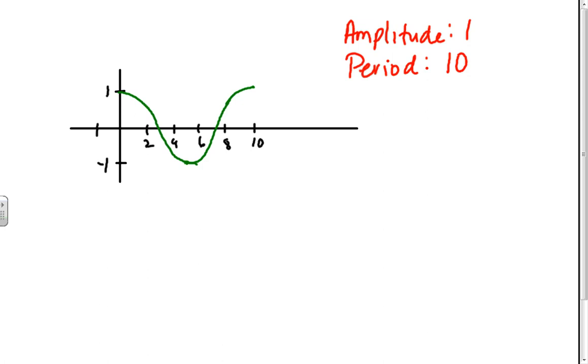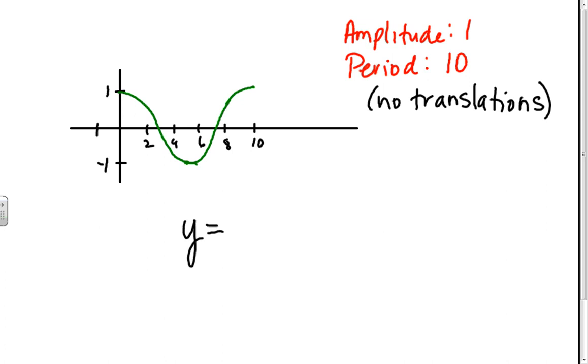This has not been moved up at all, so there's not a vertical translation upwards. And since it starts at a high, it looks like a cos function. So there are no translations up or left-right if I'm going to use a cos function. So my equation is going to be, I cut the bare bones. I need to put the right numbers in the right spot.